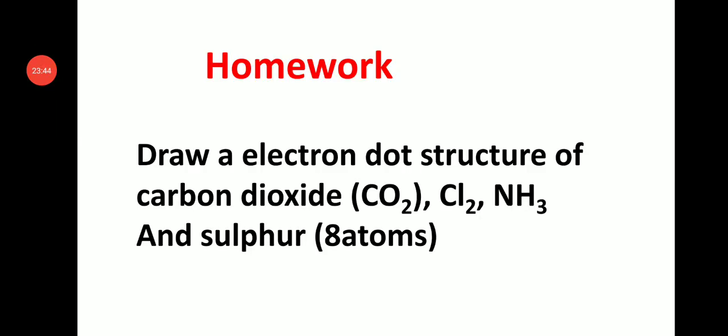Now I'll give you homework. Draw the electron dot structure of carbon dioxide, chlorine, ammonia, that is NH3, and sulfur. Sulfur consists of 8 atoms. Try to draw the electron dot structures and upload them in your Seesaw app. This is the homework. Thank you. We will discuss the answers to these questions in the next class. Thank you.